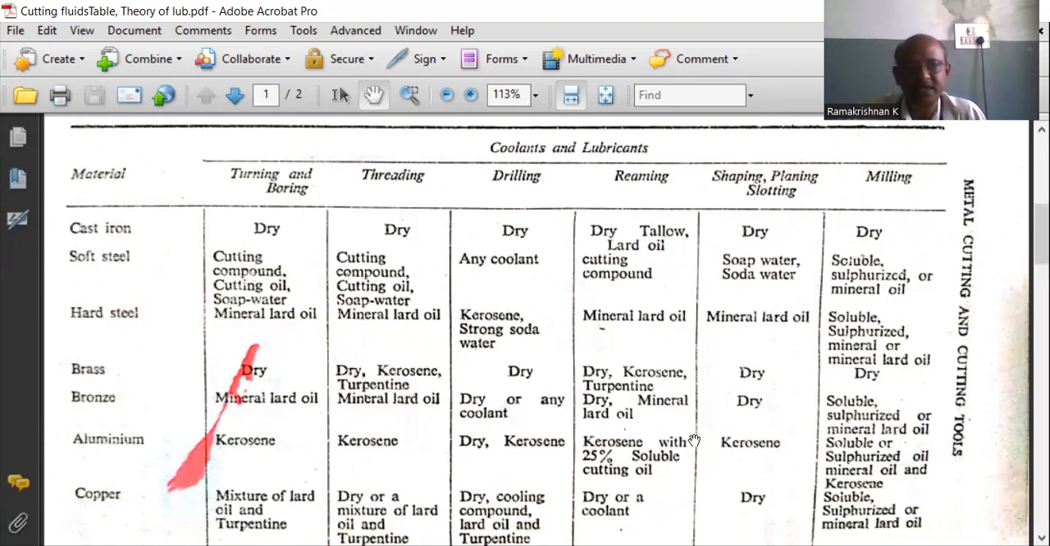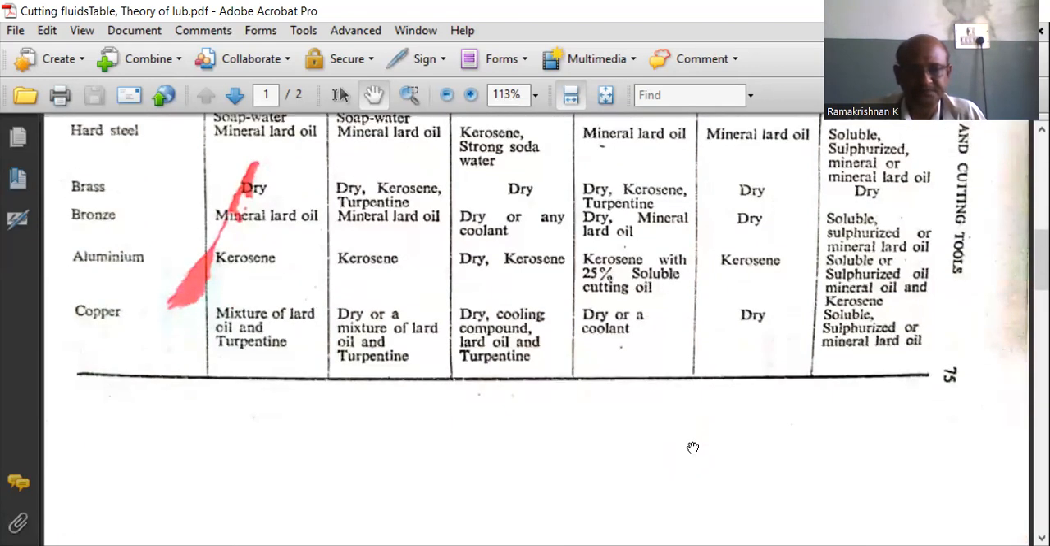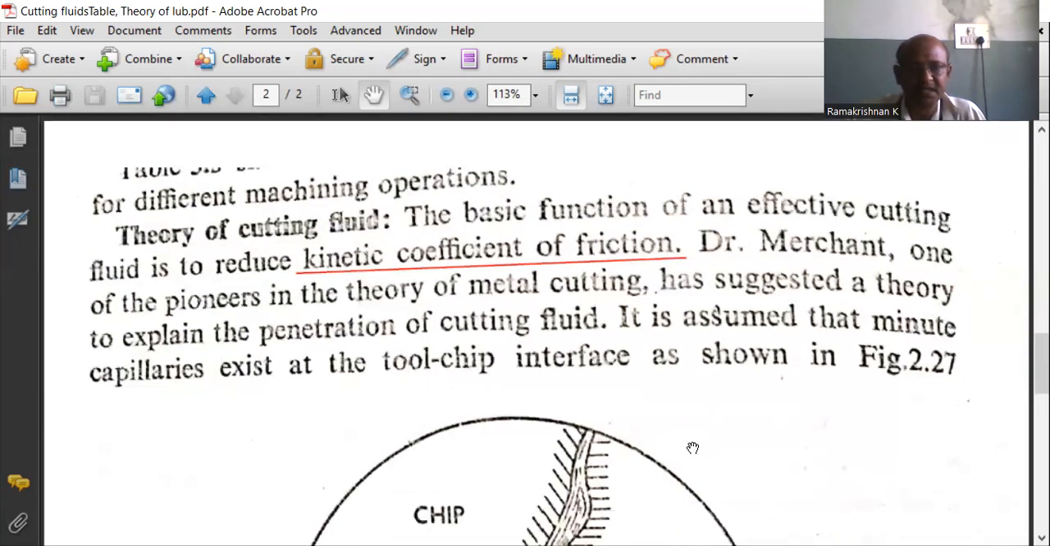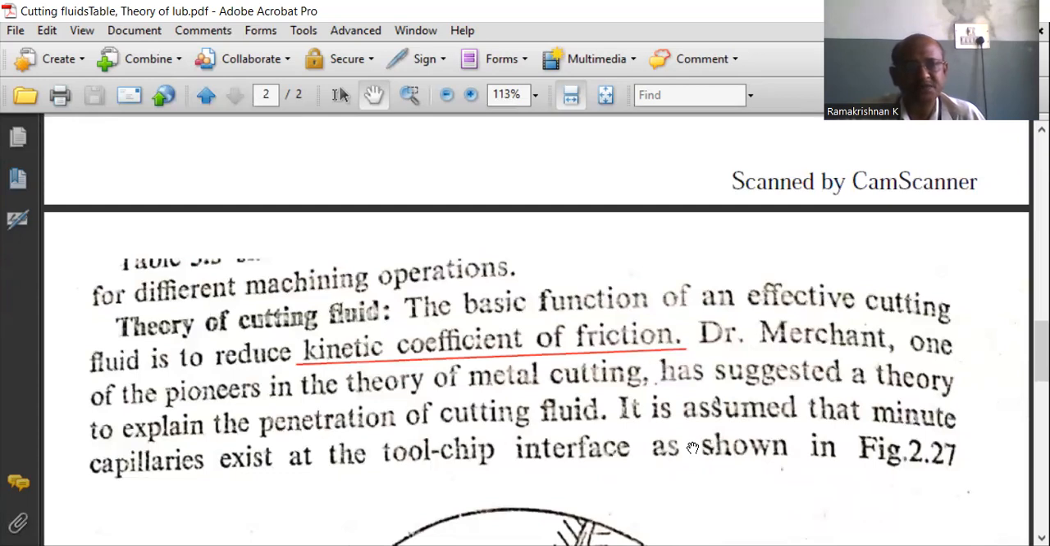Next, we have a discussion about the theory of cutting fluid. The main objective of any lubrication in the machining operation is mainly to reduce or minimize the kinematic coefficient of friction between the two chip interface, thereby the heat is kept within a particular limit.